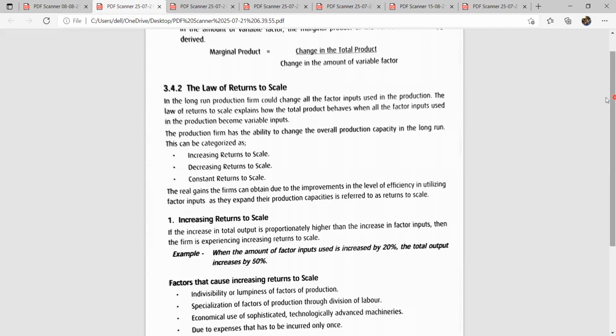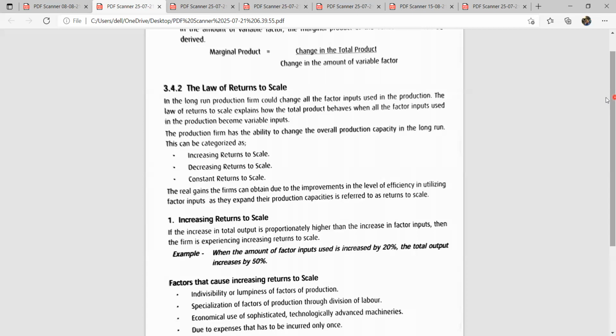So we consider the input-output relationship under the law of return to scale in the long run. Then we will realize three periods as usual: increasing return to scale, decreasing return to scale, and constant return to scale. Actually, what do these periods concentrate on? The relationship between input and output.